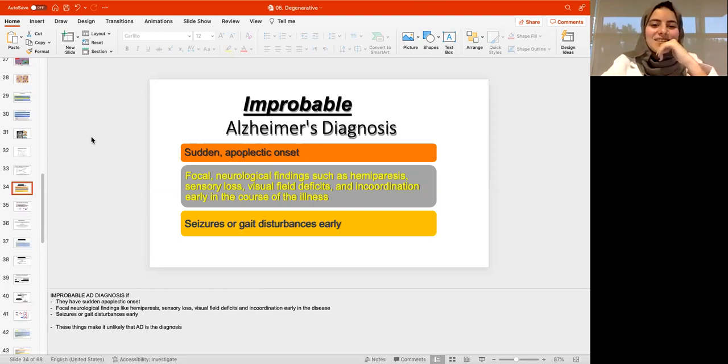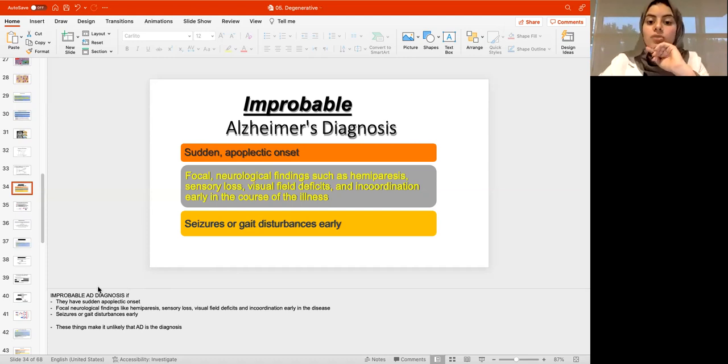Okay, so Alzheimer's diagnosis. Improbable AD diagnosis. This is when you know that this patient definitely does not have AD. When you see a sudden apoplectic onset. If they have sudden onset of symptoms, you know that it's not Alzheimer's disease, because Alzheimer's disease, as we mentioned, is gradual and progressive.